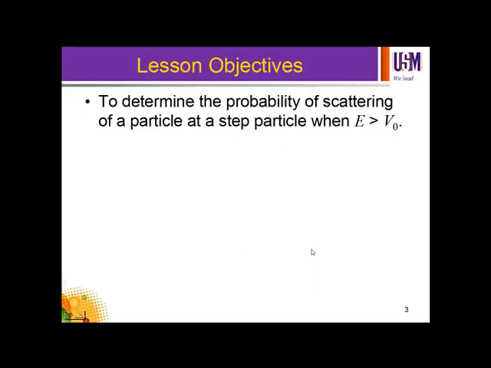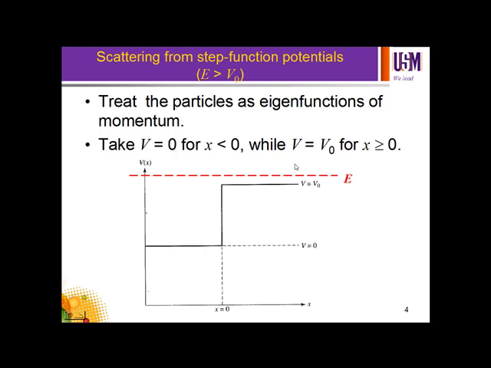The objectives of this lesson is basically you will be able to determine the probability of scattering of a particle at a step potential here. I think this is wrong. You have to correct this. Step potential when E is greater than V naught. When the energy of the particle is greater than the potential V naught. So we'll look at the scattering from step potential when E is greater than V naught.